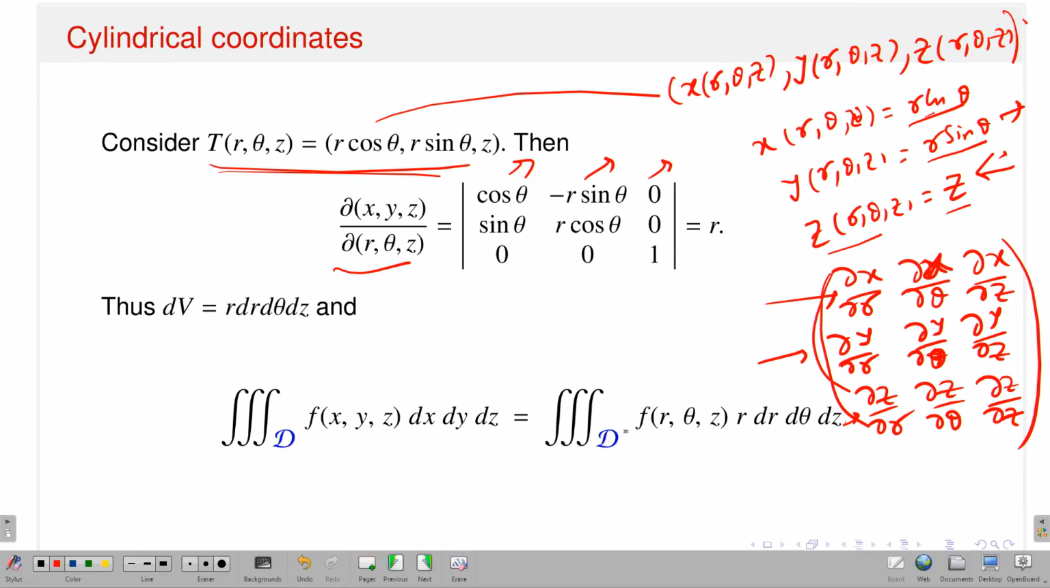Similarly, do del y del r, del y del theta and del y del z, that means the partial derivatives of y with respect to the variables r, theta and z. Del y del r, again keeping theta constant, is sine theta. And then the next one, del y del theta, keeping r constant, is r cosine theta.